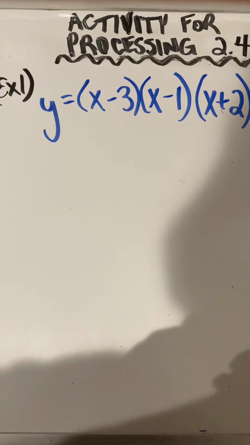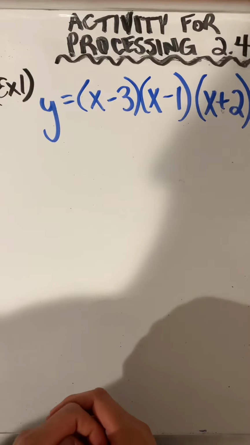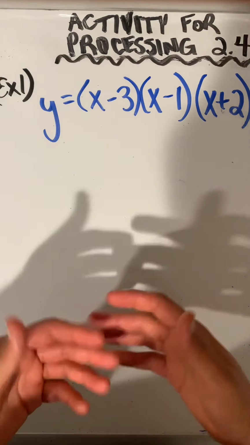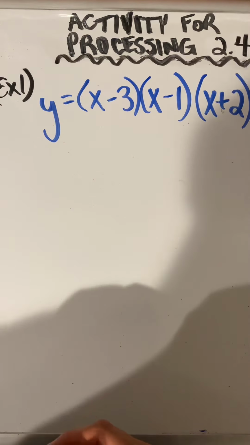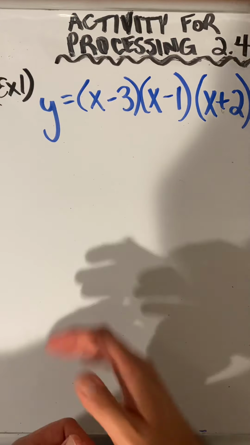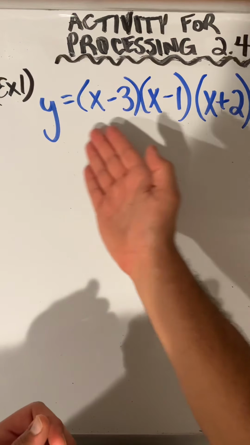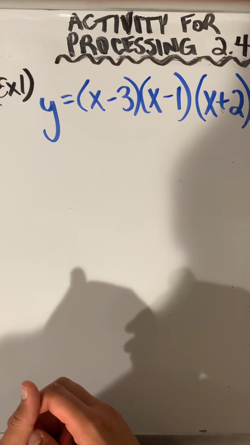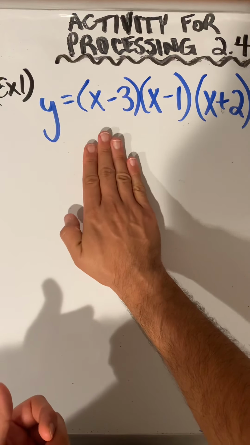We are now here at activity for processing 2.4, which is the video we want to watch before we attempt cooldown 2.4. Cooldown 2.4 is going to ask us to look at an equation. This is the equation of a cubic function. And they're going to want us to then find the zeros of this equation.